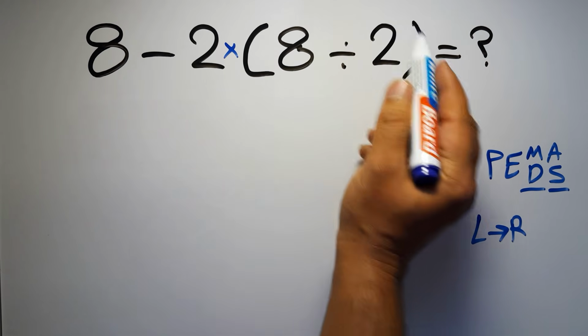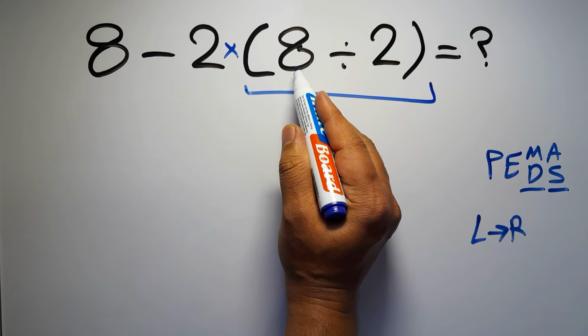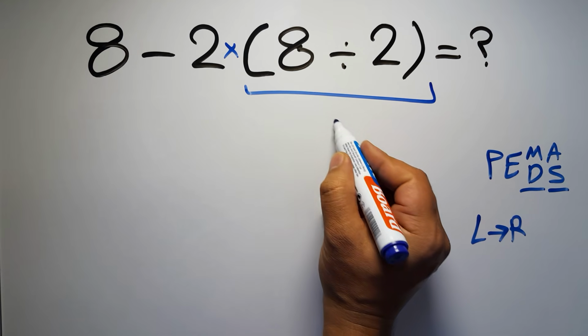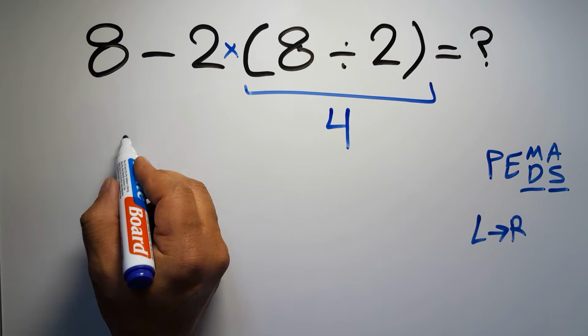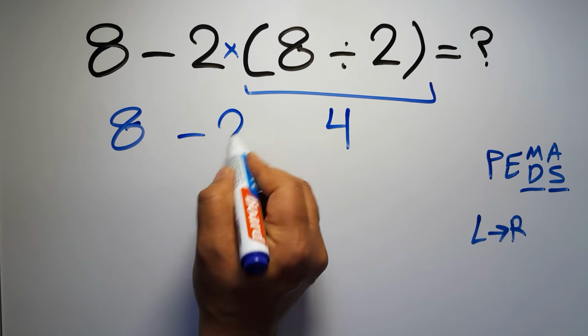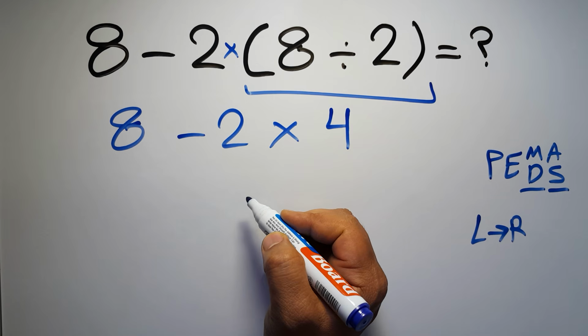So first we have to do this parenthesis. Inside this parenthesis, we have 8 divided by 2, which equals 4. So 8 minus 2, then times 4. Now we have one subtraction and one multiplication.